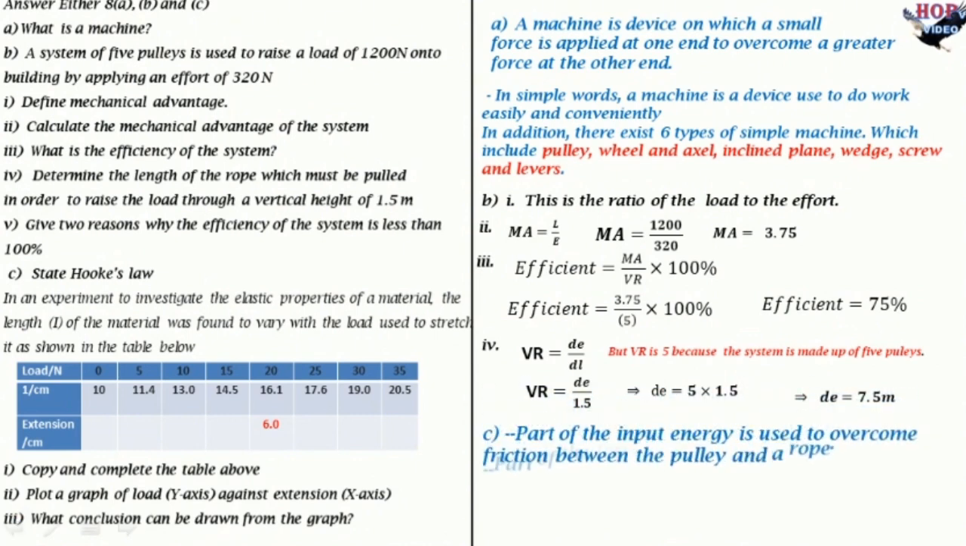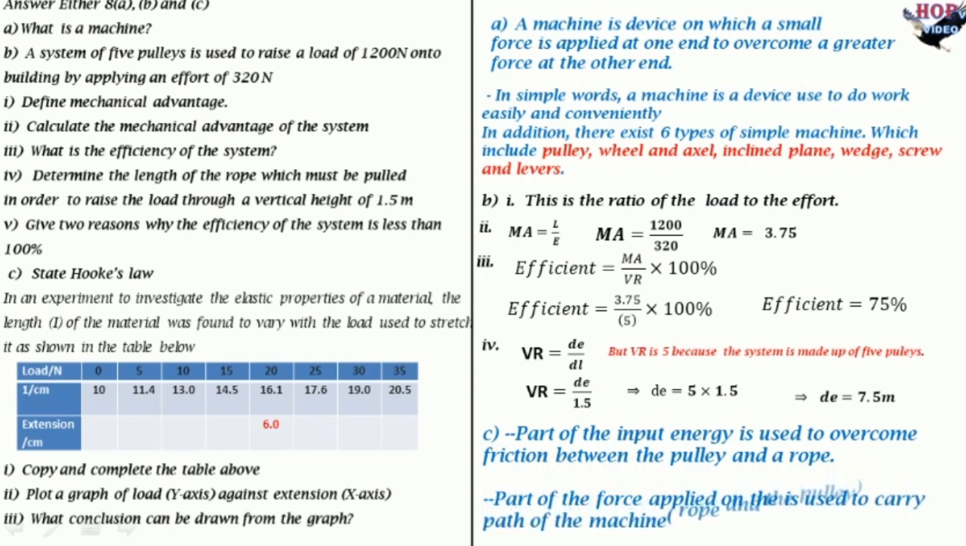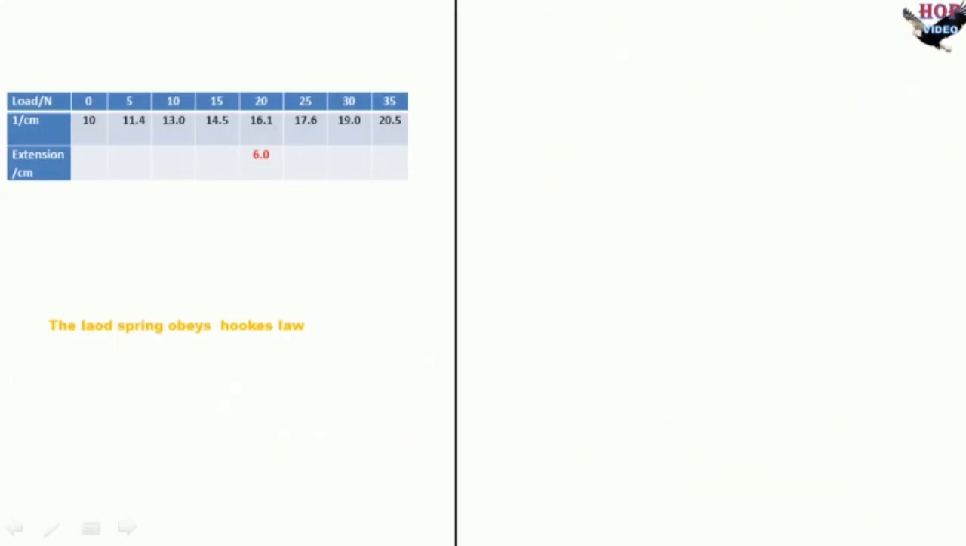Now, the first reason is that part of the input energy is used to overcome friction between the pulley and the rope. The next reason is that part of the force applied is used to carry part of the machine, that is the rope and the lower pulley. So for these 2 reasons, the efficiency of a pulley will always be less than 100%.